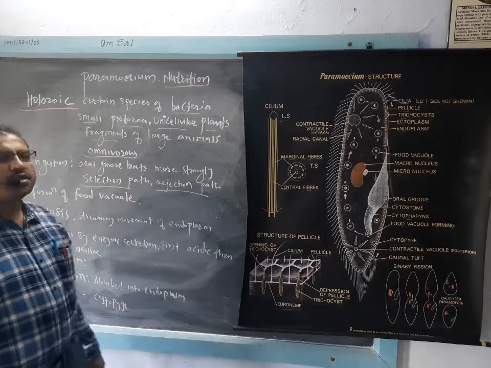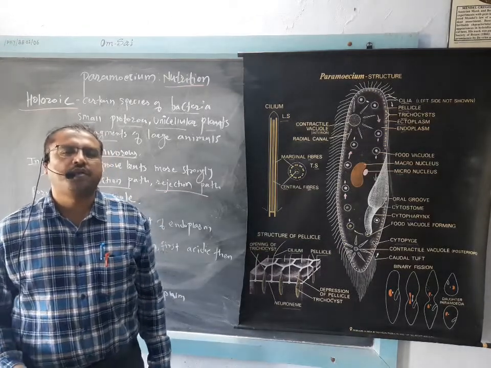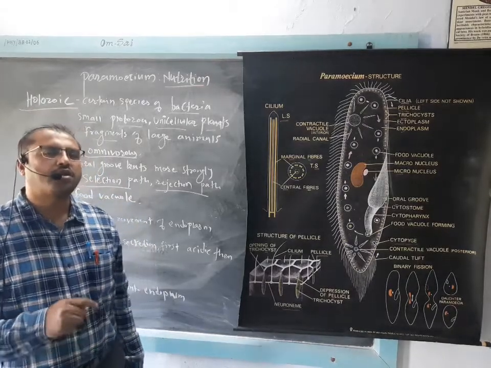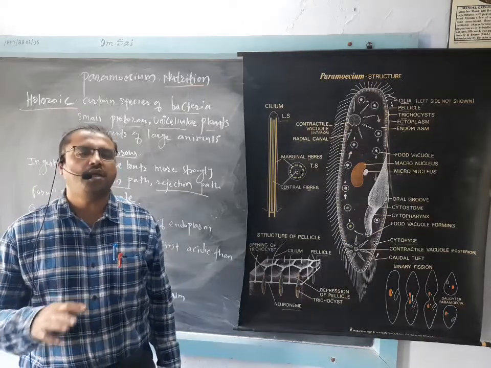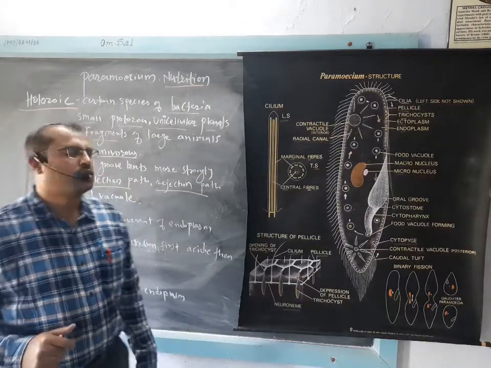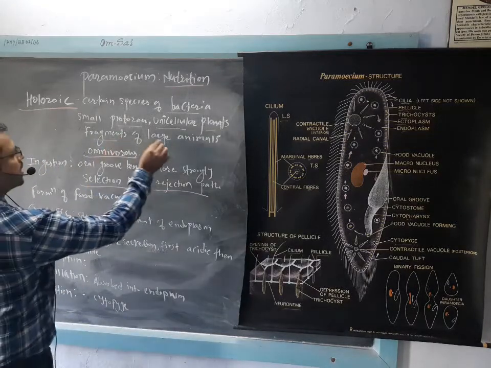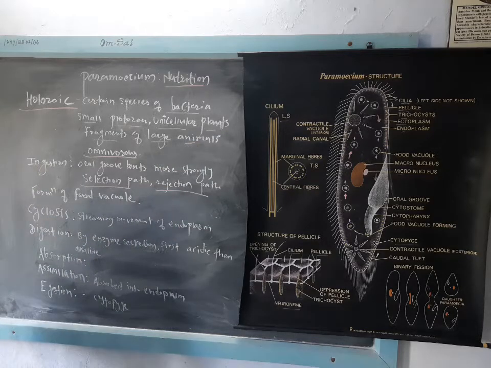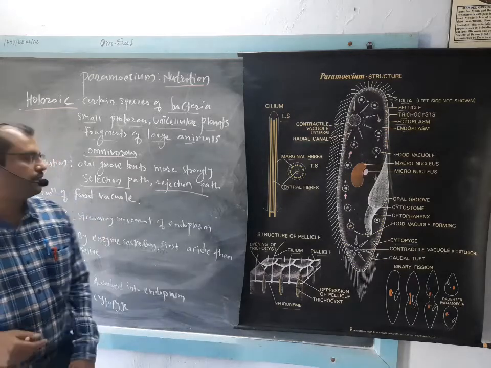Generally, when it is in a resting position or when it swims slowly, at that time it feeds, and it is an active feeder or hunter which hunts the prey and then feeds on it. Though it is an active feeder, it also feeds on fragments or pieces of large animals. Whenever it is swimming fast, it does not feed.